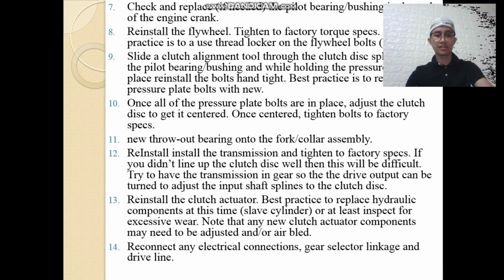The 13th step is to install the clutch actuator. Best practice is to replace hydraulic components at this time on the cylinder, or at least inspect for excessive wear. Note that any new clutch actuator components may need to be adjusted and or air bled. The final step is to reconnect any electrical connections, gears, selector linkage, and drive line.